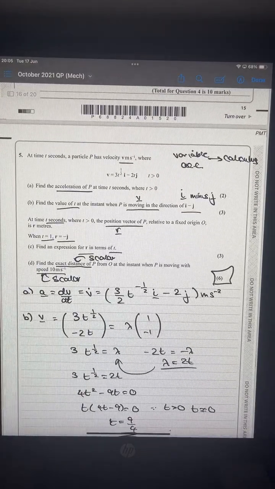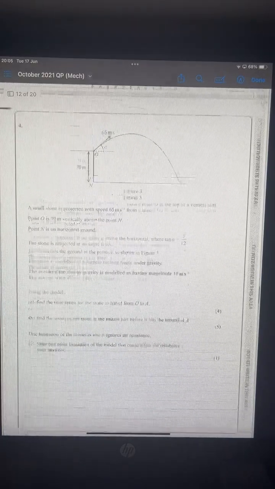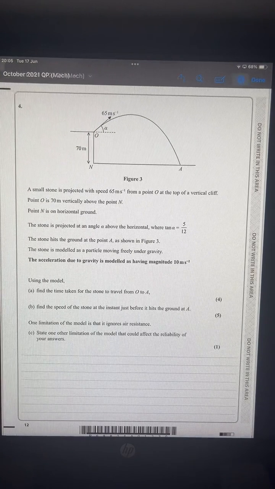All right. So I'm gonna go and do the final question, which we all said we wanted to do, question 4 last. It is a projectiles question because projectiles is my favorite thing.